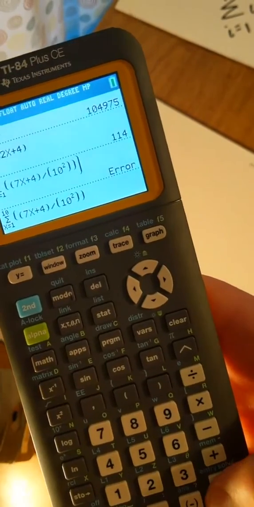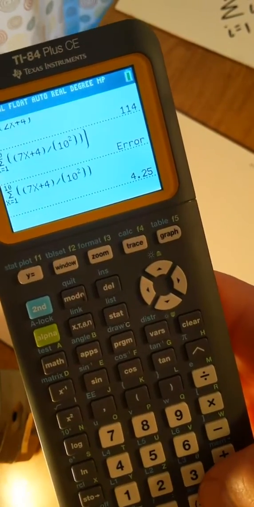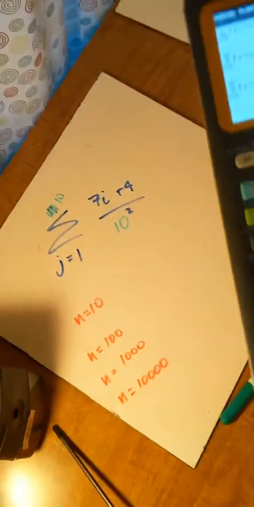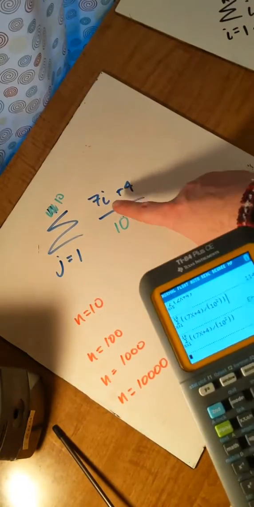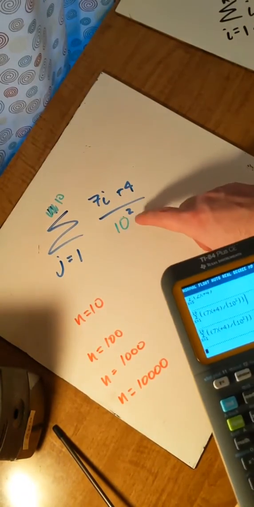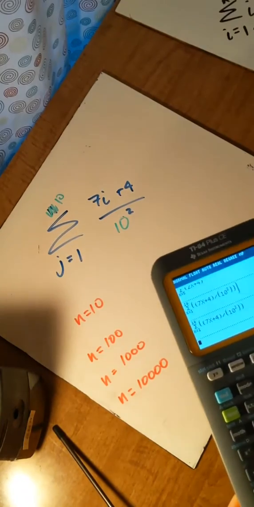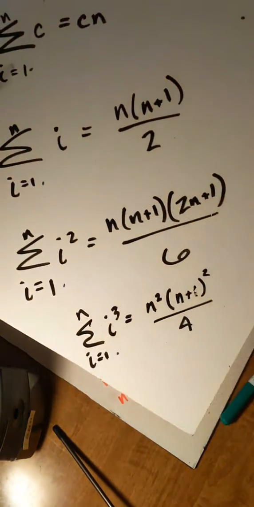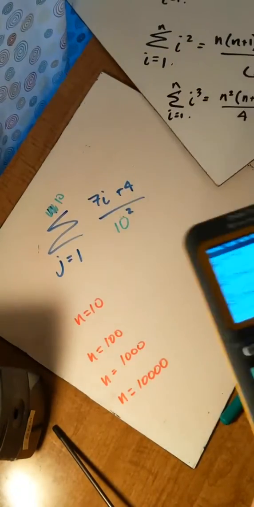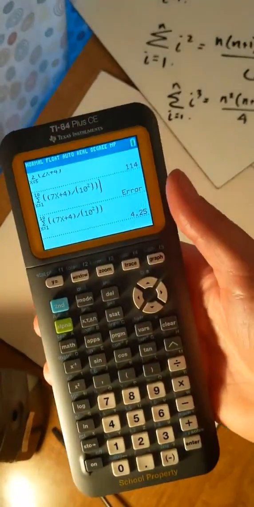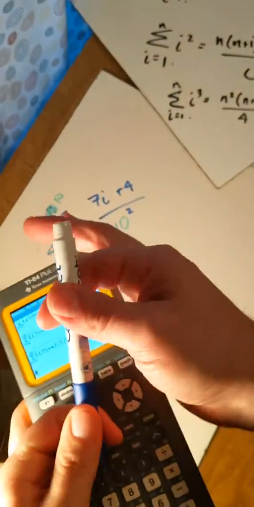All right, so I type it in and I get 4.25. So all it did for this problem here, it made this like 7i plus 4 over 100, and it did the equations over here to figure it out. So when n equals 10, we get 4.25.